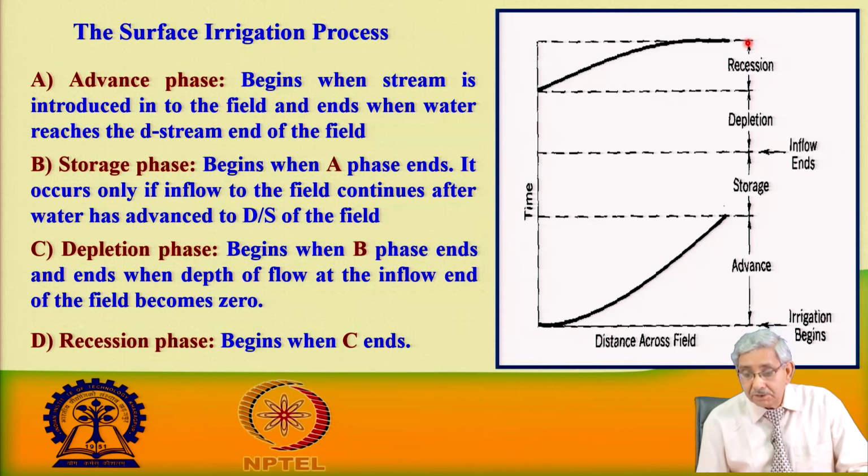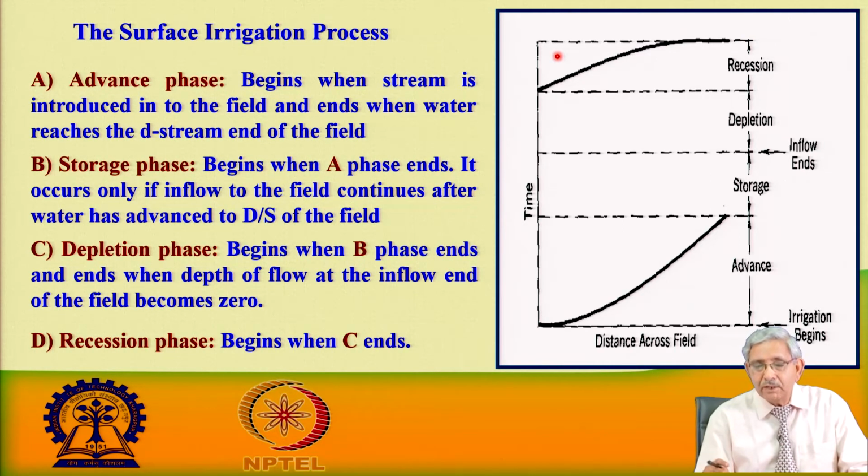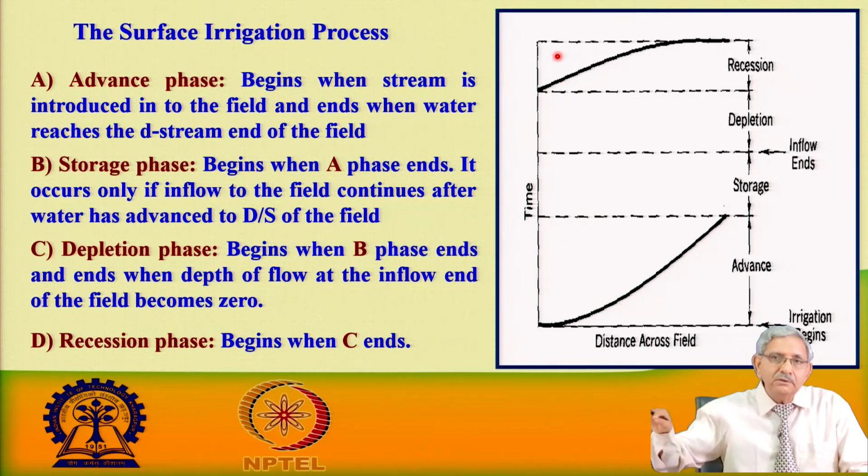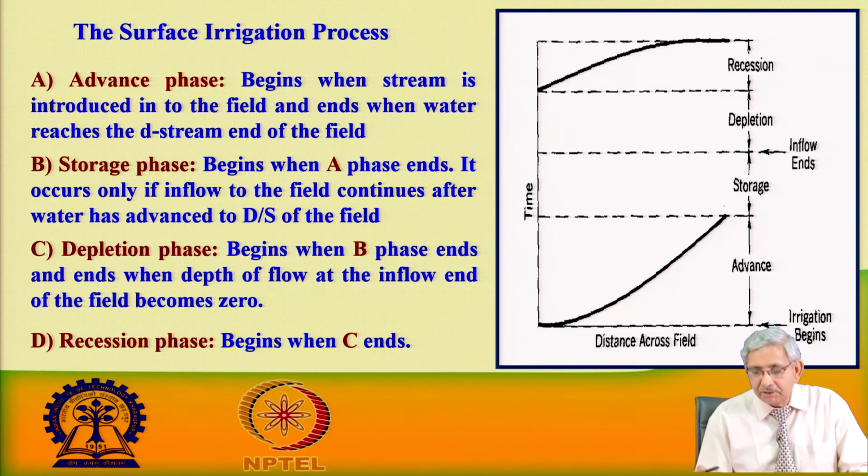But recession in the case of basin irrigation will be different, because once we cut off the water supply, the length of the basin is not as long as a furrow or border strip. So, this will be more or less parallel to this particular axis.